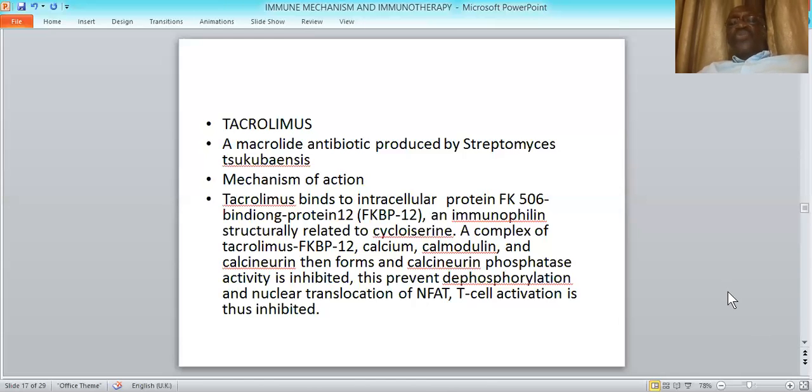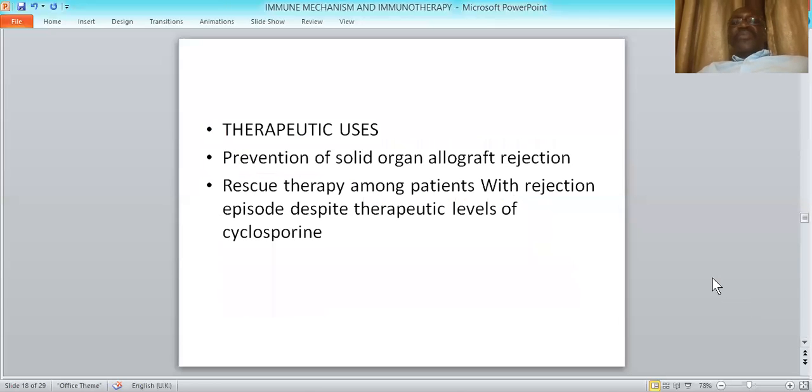And all this will prevent dephosphorylation and nuclear translocation of NFAT. Once dephosphorylation does not occur, just like in the former situation, then T cell activation is inhibited. And of course, it means T cells will not sense the usual antigenic signals and will not be able to act against an organ or a tissue that has been transplanted.